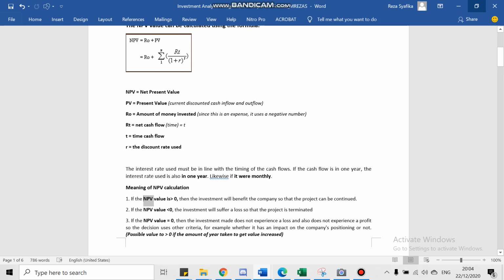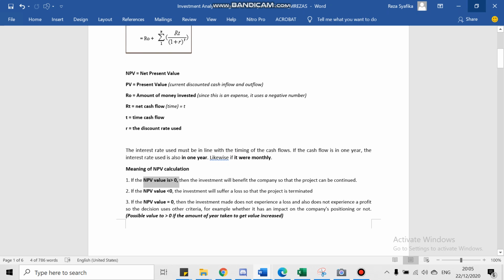So if the result is more than zero, then the investment is worth it. But if it's less than zero, it's not worth it. Also, if it equals zero, it's still not worth it, because the amount of money you give will get the same amount you receive, so it's still not worth it.